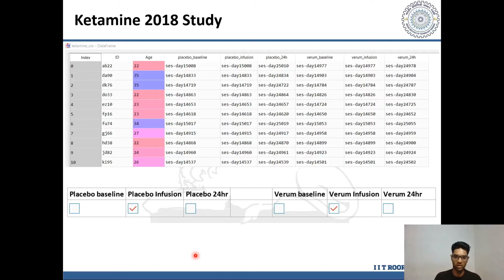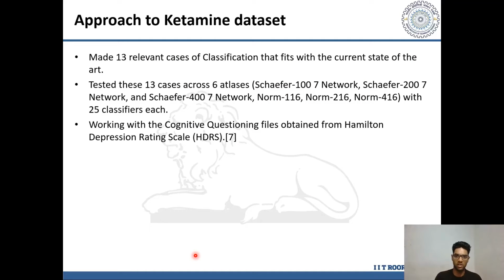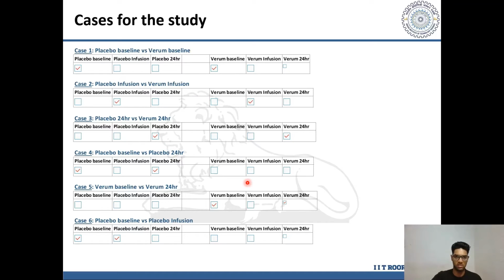So based on that, we made 13 relevant classification cases, and we tested them across the 6 atlases: the Schaefer 100, 200, and 400, and also the Norm 116, 216, and 416, across the 25 classifiers. We also worked with the Hamilton Depression Rating Scale, based on some cognitive questionnaires.